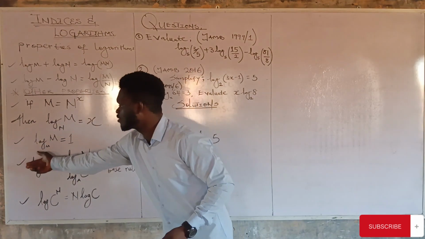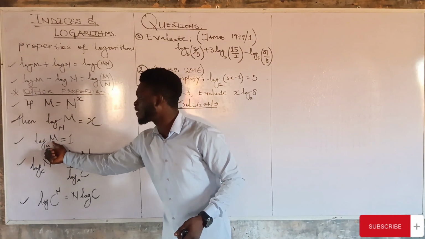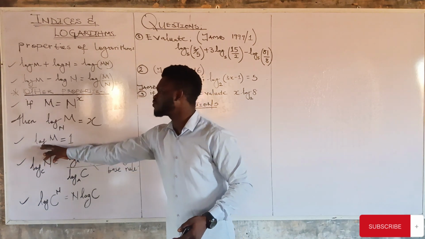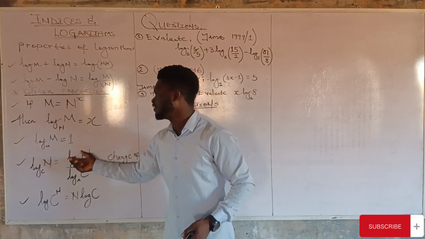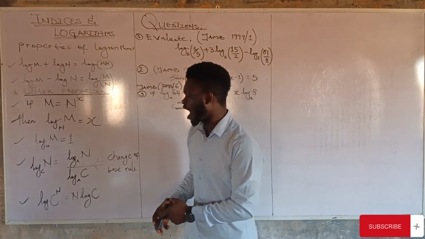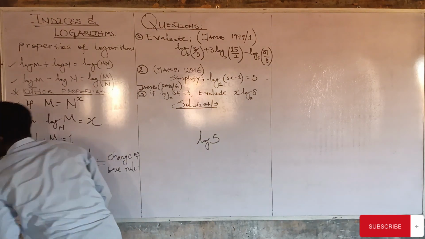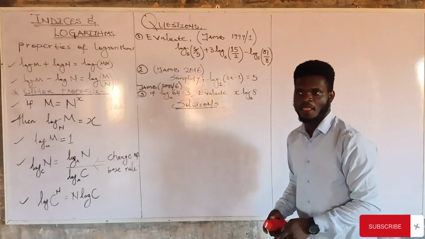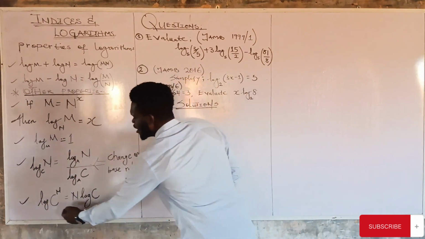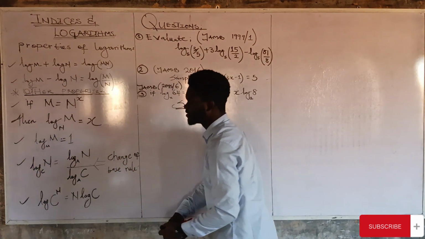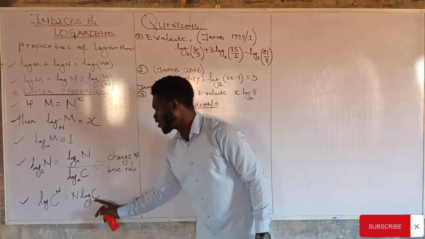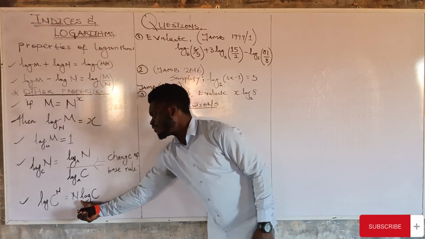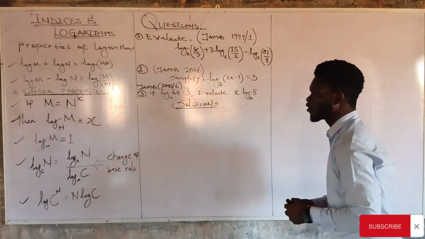Now, this other law: if you have the base and the subject the same, then it must be equal to 1. If you say log n base n, then automatically it becomes 1. I'll be explaining how these principles work in this class today. Another thing you must also understand is that log c raised to the power of n is written as n log c. Understand that concept.